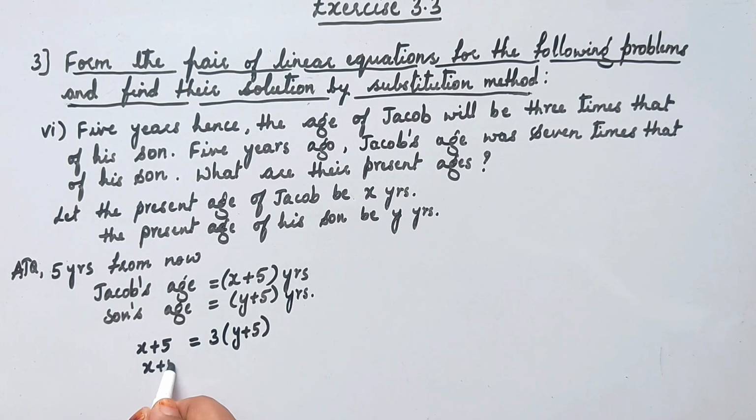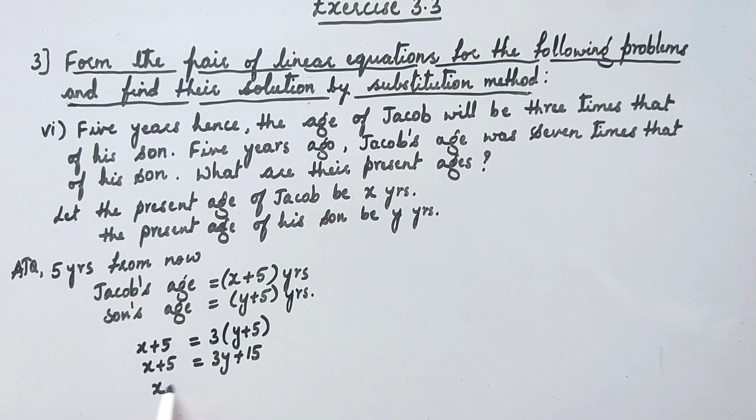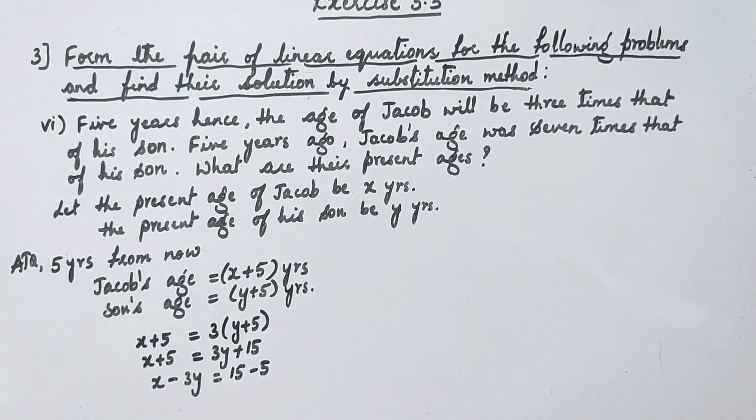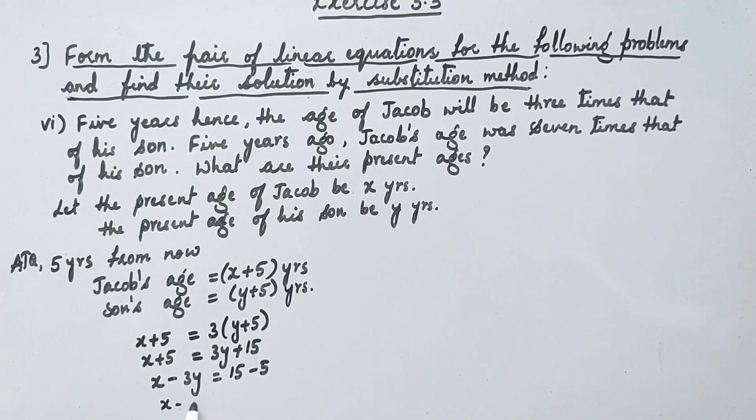Now x plus 5 equal to 3y plus 3 5s are 15. Okay, now get this y to the other side, minus 3y equal to, anyhow we have written this 3y to the left hand side, only 15 is left over, 15 minus 5. Okay students, now x minus 3y equal to, when I subtract these two I am going to get 10. This is equation 1. I hope this is clear.